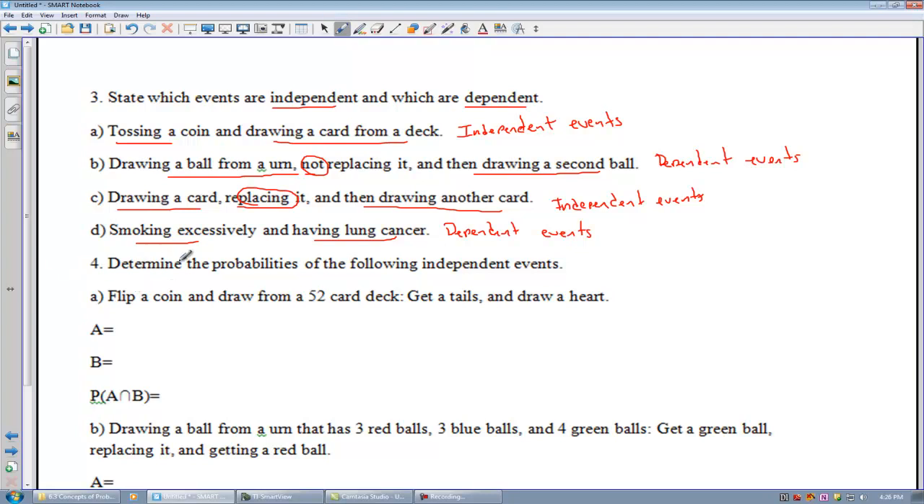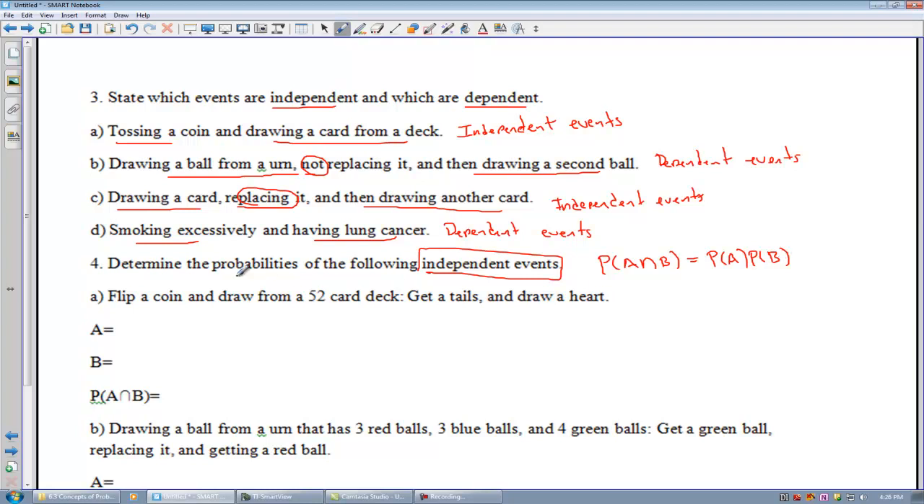Okay, let's take a look at the following. In number 4, notice it says determine the probabilities of the following independent events. So I'm telling you now that these are all independent. You don't have to decide for yourself. The reason we want to work with this is because if two events are independent, it's easy to figure out the probability of A intersect B, the probability that A occurs and B occurs. Because if they're independent, we have this formula, which we'll learn more about when we come back from break, that P of A intersect B is P of A times P of B.